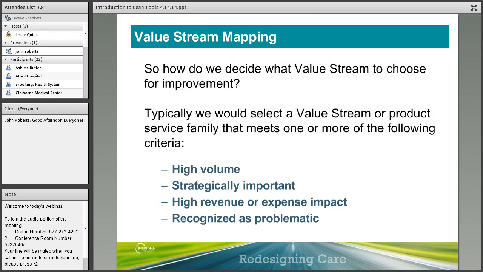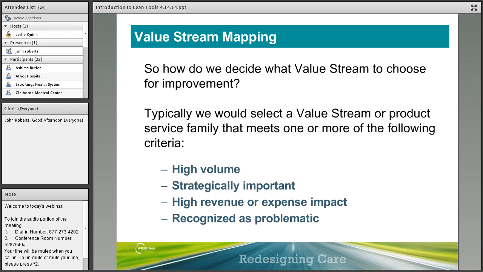So how do we look at value stream mapping? How should we apply it? When should we apply it? Value stream mapping is probably a little more technical. We use it more for larger processes and larger flow throughout the organization. Usually we use value stream mapping when we're looking at high volume products or services that we're delivering.